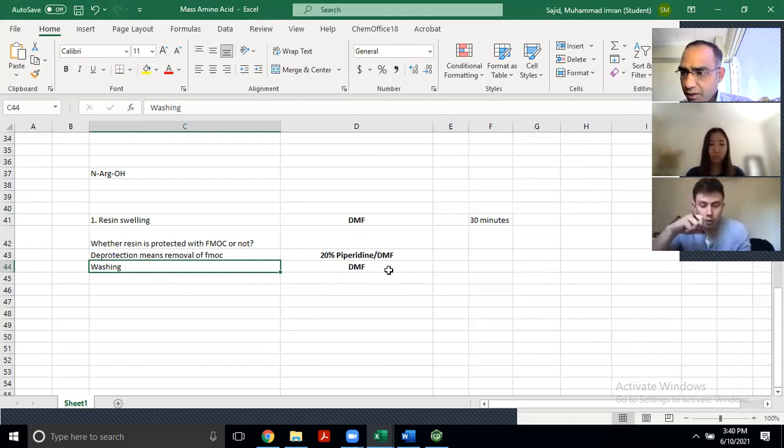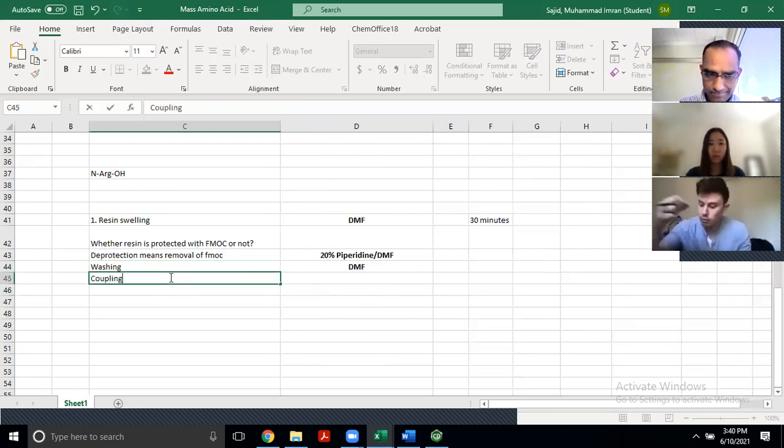Then after washing, what will I do? Coupling. Coupling means adding the next amino acid, which has a free carboxylic acid group.